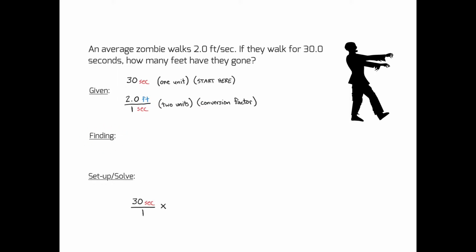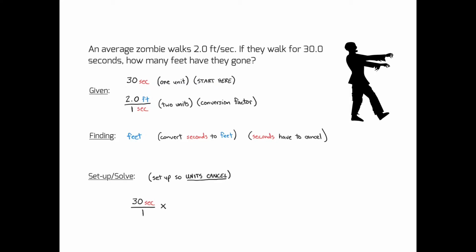In this problem they're asking us how many feet our zombie has gone. So what we're trying to find is feet, and that tells us that our last step is going to be to convert seconds to feet. So we're going to use this conversion factor on our last step. It also tells us that our seconds are going to have to cancel, because if this is our last step, feet is what we want. So in order to get feet by itself, these seconds are going to have to cancel. So now we're ready to set up and solve our problem.